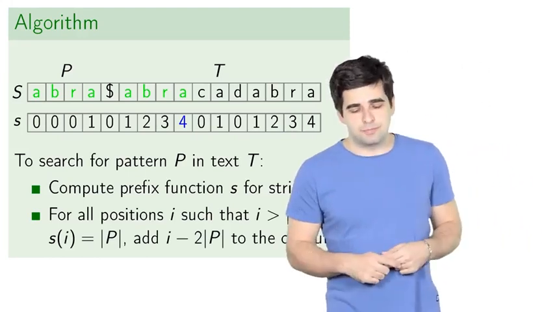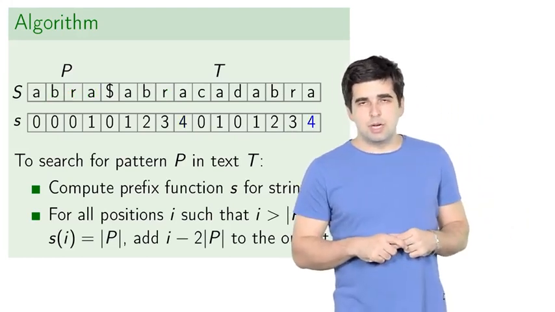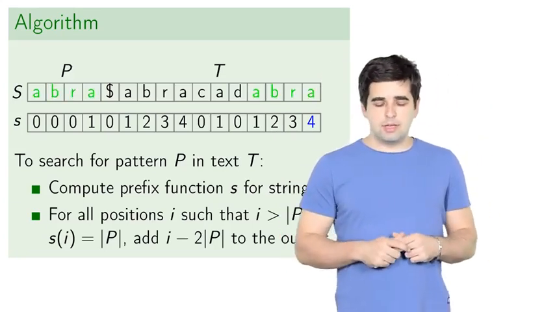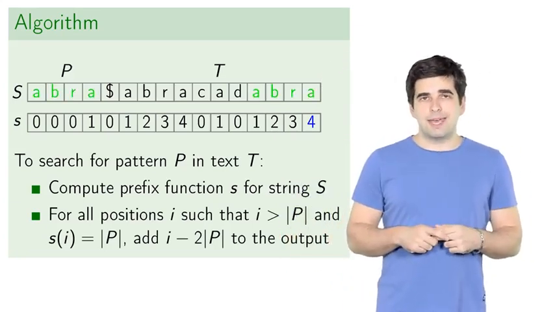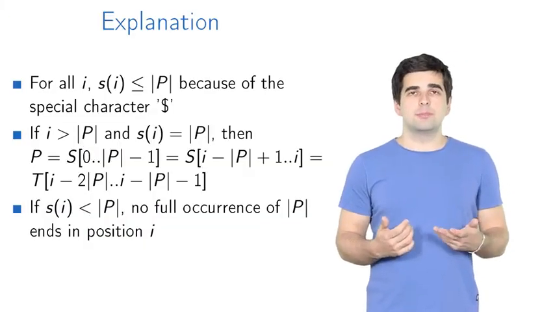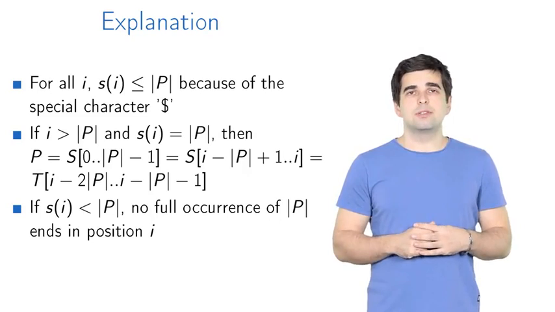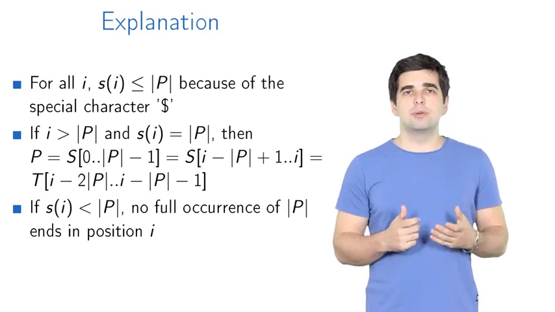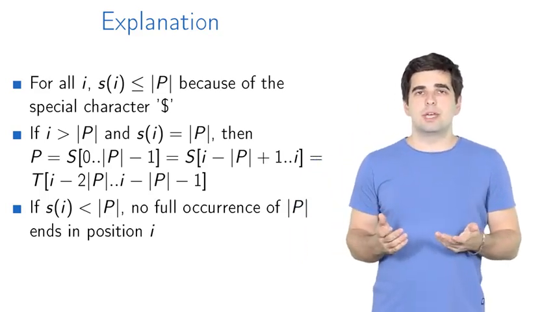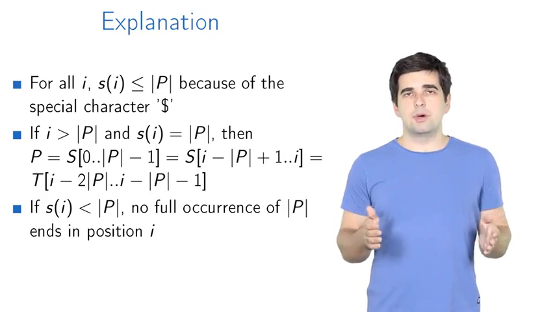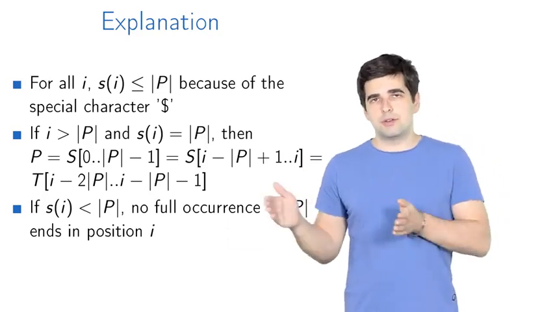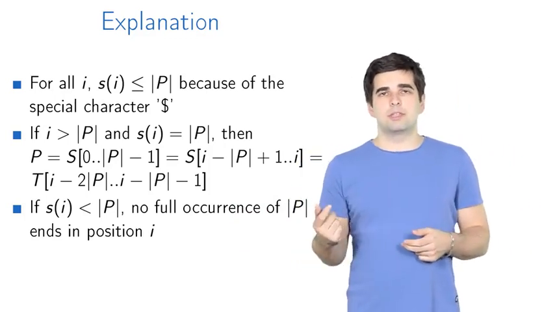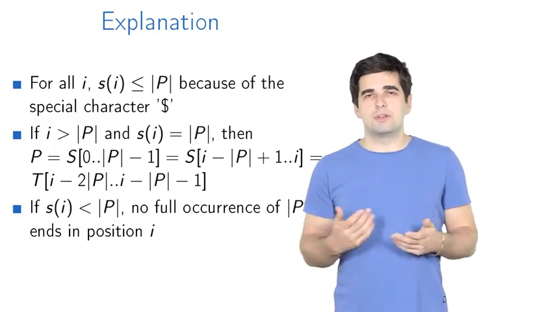But if they're different, we need to take the longest border of our current border. How to do that? Our current border ends in position border minus 1, and we know that the length of its longest border is contained in the corresponding value of the prefix function. So we assign the value S of border minus 1 to our variable border. And we only end this while loop if either the current character P of I is the same as the character P of border, or our border became the empty string.